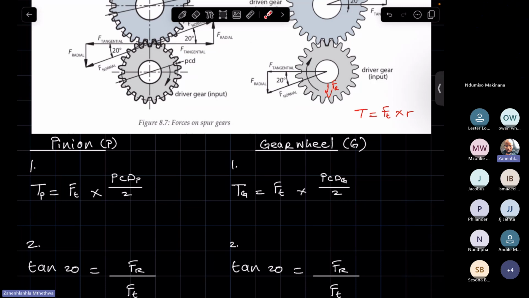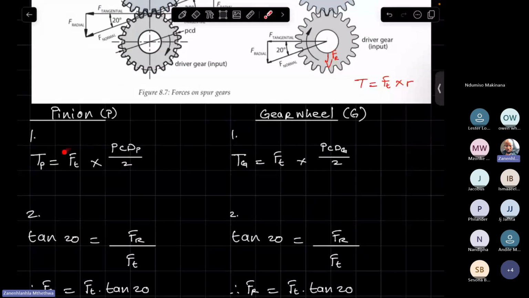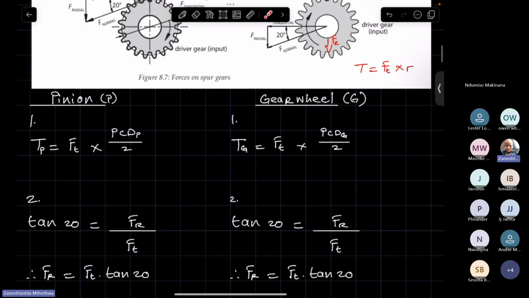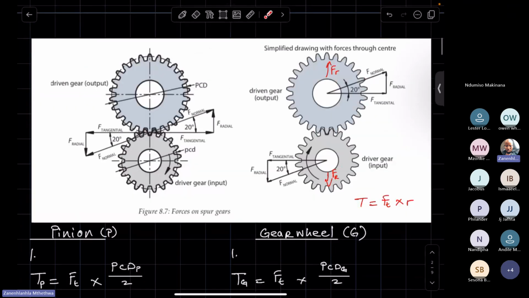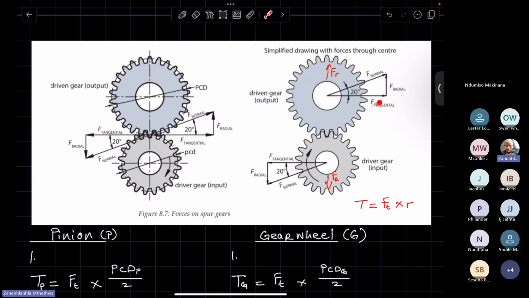Yes. Right. So once you get the tangential force from either of these formulas, then to get the radial as well as normal force, you simply use trig ratios. If, for instance, you look at this here, this angle is always 20 degrees. That is based on the profile of the gear. So if you have this angle and you have the tangential force, that is adjacent to the angle we are using.